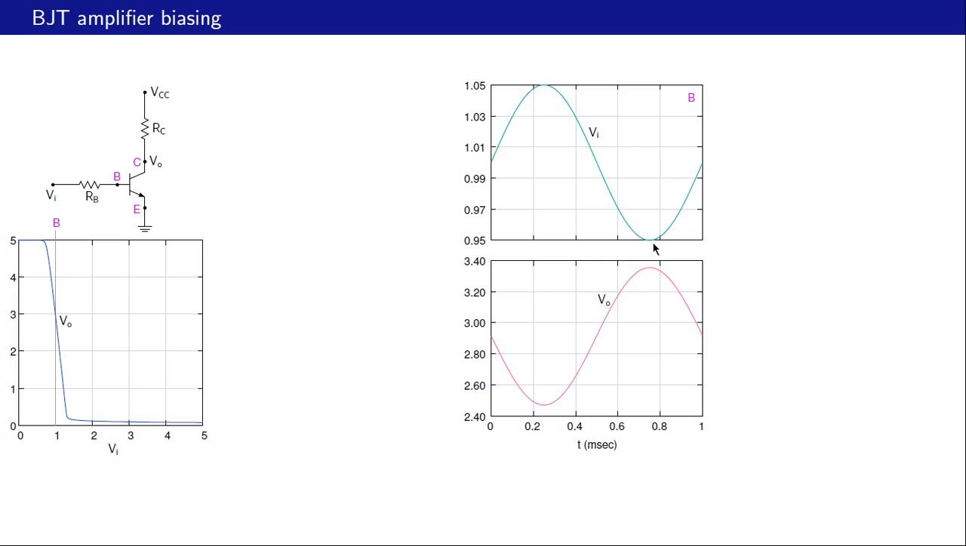What about the amplitude of VO? Let's look at the peak to peak voltage here. It is roughly 2.4 to 3.4, so it's about 1 volt, slightly less, and therefore we see that there is a gain of 1 volt divided by 0.1 volt, or about 10, a little less than 10, and that is what we mean by amplification.